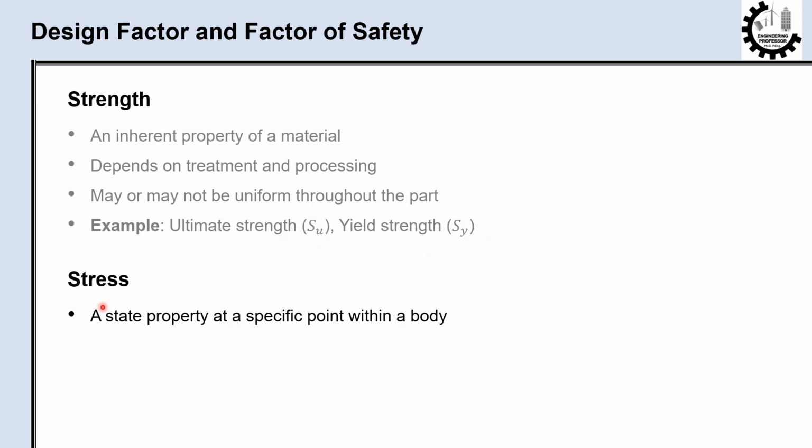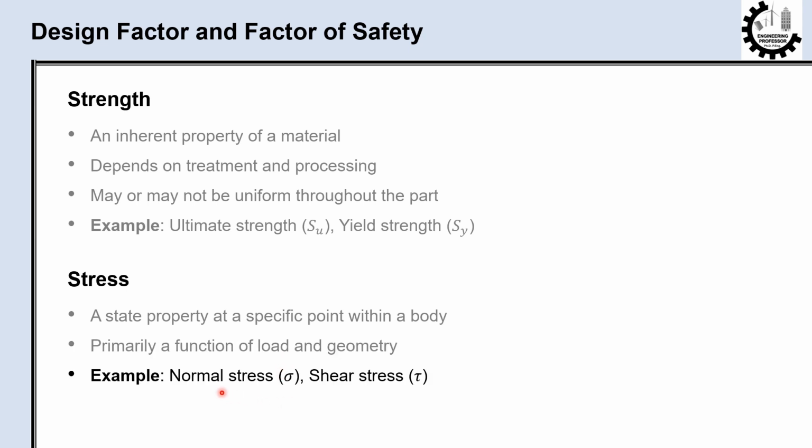Stress is a state property that is specific within a point in a component. It depends on the loading and the geometry of the component. Different loads applied to different parts of the same component result in various amounts and types of stress. Some examples are normal and shear stress. Different types of strength and stress are discussed in other videos in this channel in detail, but for now, we use this introductory information to build our case around design factor and factor of safety.